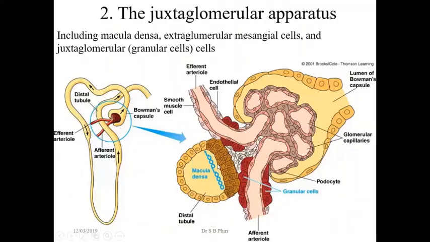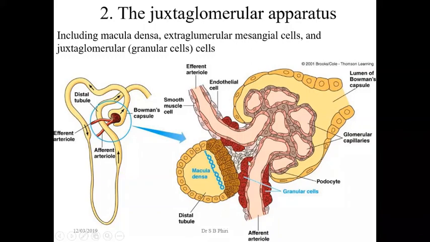Okay, so you can see that within the distal tubule, you have the macula densa cells, which are modified epithelium cells. These modified epithelium cells are the ones that are sensing sodium and chloride as it's passing within the lumen here. Then it can stimulate the mesangial cells and the smooth muscle cells to contract. They can also stimulate the granular cells to produce renin.